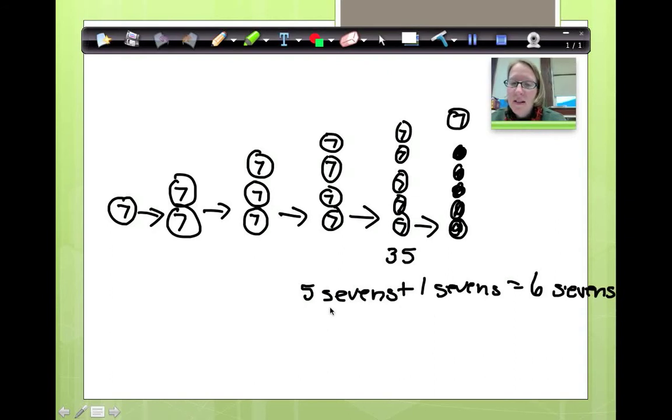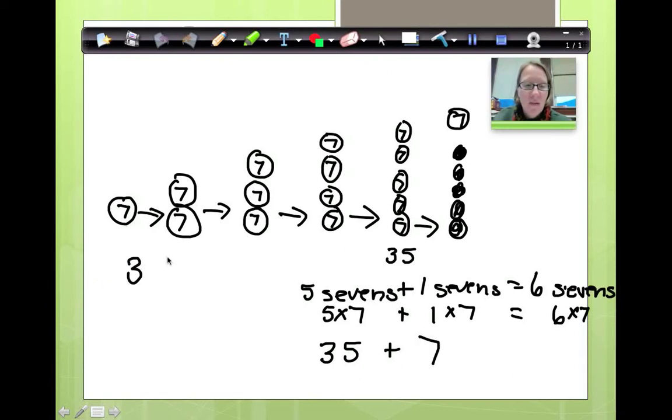So 5 7s plus 1 7 is 6 7s. Okay, this is really what? Give me a multiplication sentence for this. This is really 5 7s plus 1 7 equals 6 7s, right? Okay, so what if we didn't know what 6 times 7 was? This is how we could figure it out. Well, we know what 5 times 7 is because we just figured that one out. That one's 35. And what is 1 times 7? Well, one group of 7 is 7. That's all it is.